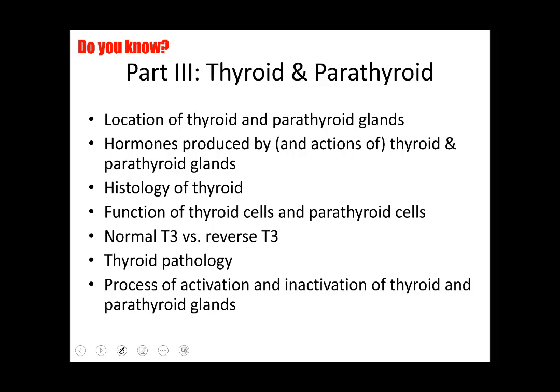What hormones are produced from the thyroid gland? T3, T4, and calcitonin. What do T3 and T4 do? Increase metabolism. What does calcitonin do? Lower blood calcium. Yep. Parathyroid gland, what hormone does it produce? Parathyroid hormone. So I hope nobody gets that one wrong. Okay, so it makes parathyroid hormone. What does it do? Raises blood calcium levels. Exactly.